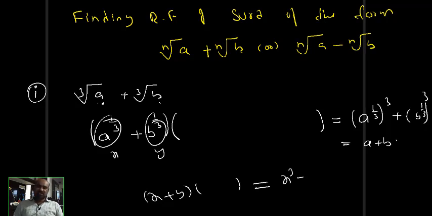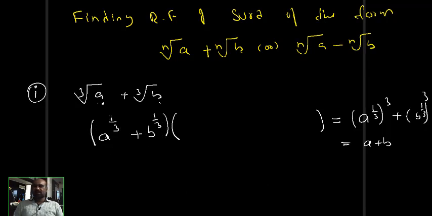Students, listen, once again I will explain. Sometimes students get confused. a^(1/3) + b^(1/3) is multiplied by something, I don't know what that is. But if after multiplying I get (a^(1/3))³ + (b^(1/3))³, what happens? (a^(1/3))³ is a only, (b^(1/3))³ is b only. a^(1/3) + b^(1/3) is multiplied by something, and if I get a + b, then what can I say? This is the RF of this only.